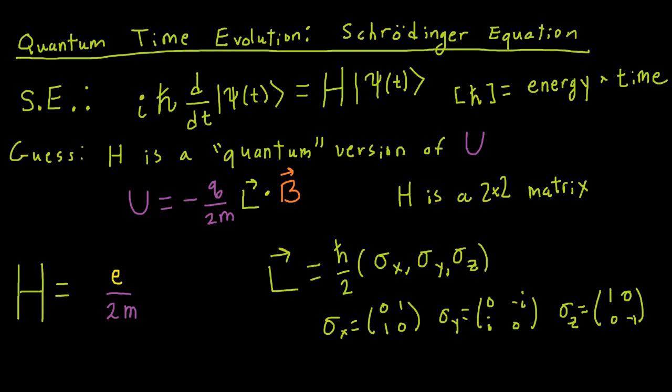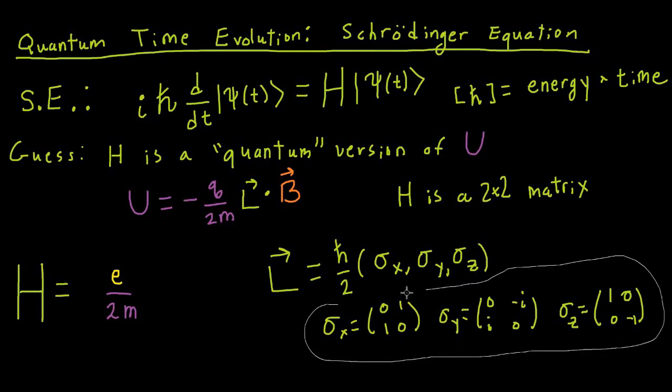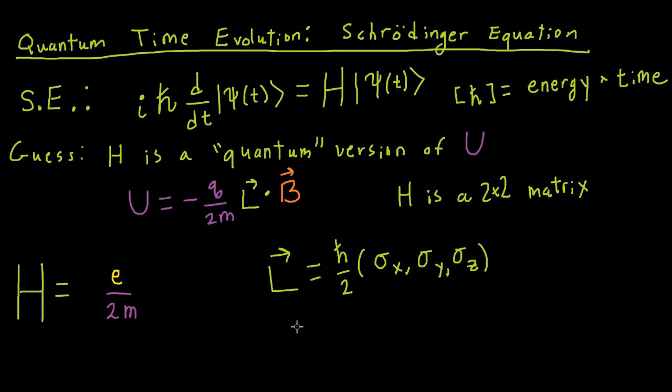Now, if it doesn't really make sense to you to have a vector of matrices, don't worry about it too much. It's really just sort of tongue-in-cheek notation. It doesn't really mean a whole lot, right? It's just that if you want to talk about the angular momentum in quantum mechanics, this is the best way to do it. But it shouldn't worry you.